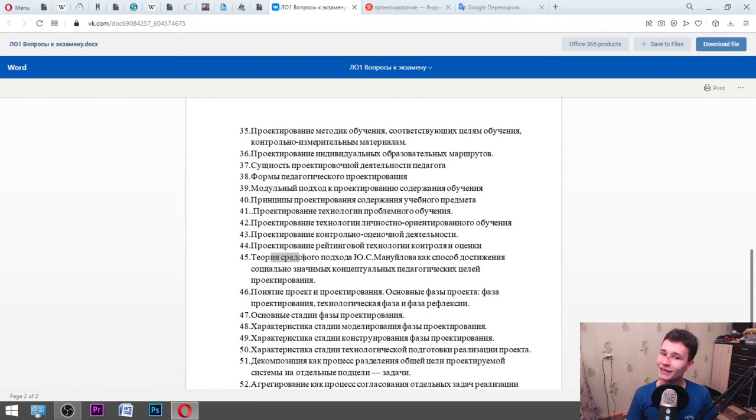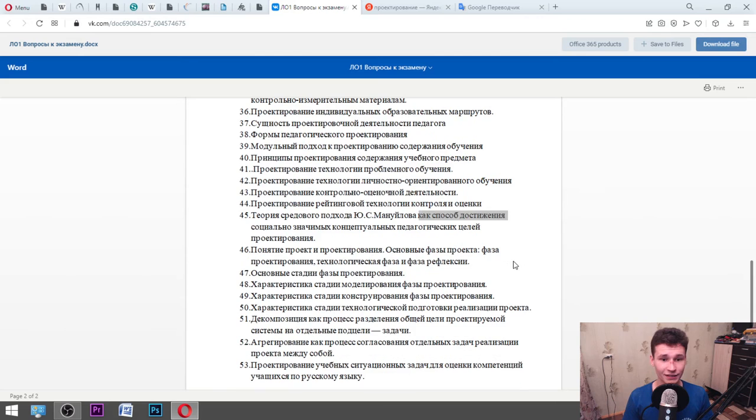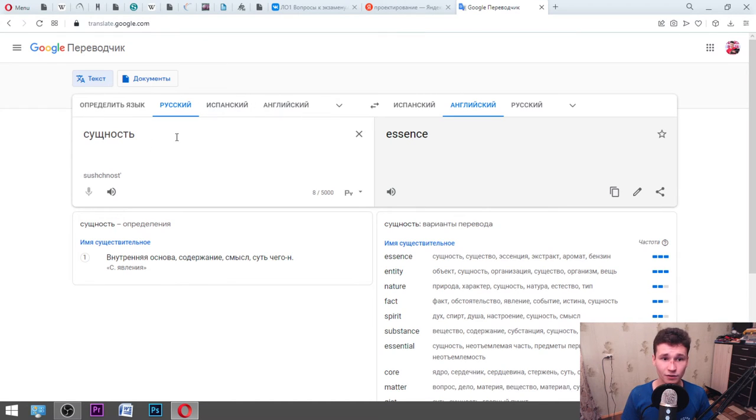The theory of the environment approach of the person named after Manuilov. I don't know who is he, maybe Yuri Sergeyevich, maybe. And as the approach of достижение, it means achieving the social, meaningful, conceptual, pedagogical targets of project creating. The term of project and project creating, the main phases of project, the phase of project creating, technology phase, and phase of reflection, means that reflexia, we thinking, need to translate it. Reflexia is analyzing of feedback. One moment.